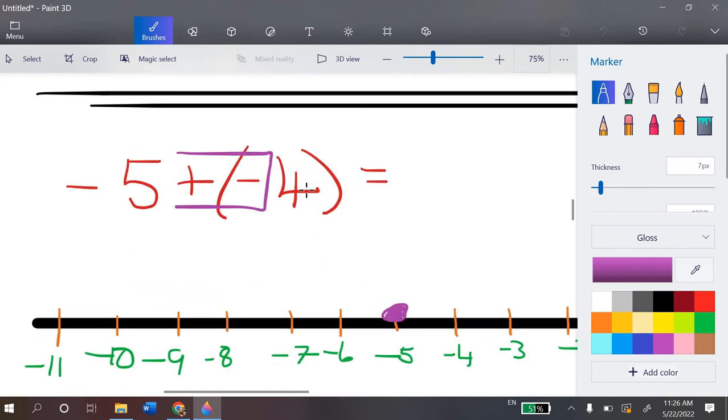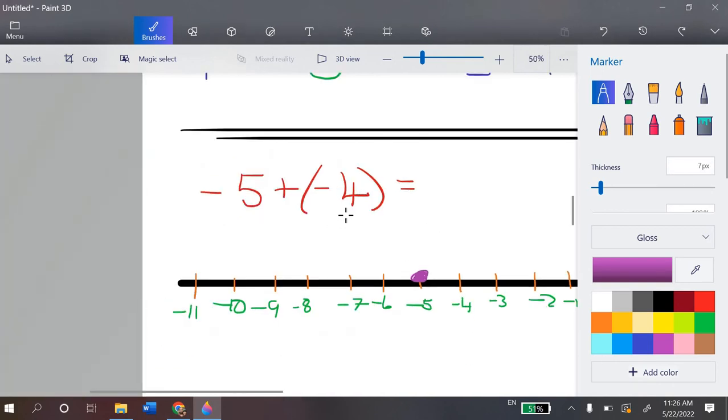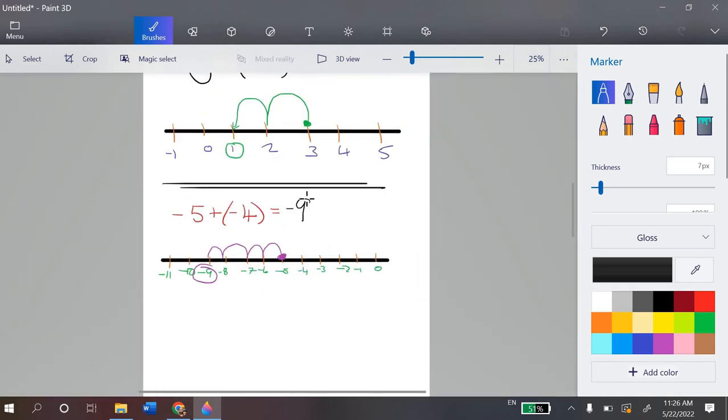We've got plus negative 4, so we think of it as minus. Okay, think like it's minus, which means we go back this way. We go to the left, we go backwards. Okay, so backwards 4: 1, 2, 3, 4. Our answer is negative 9.